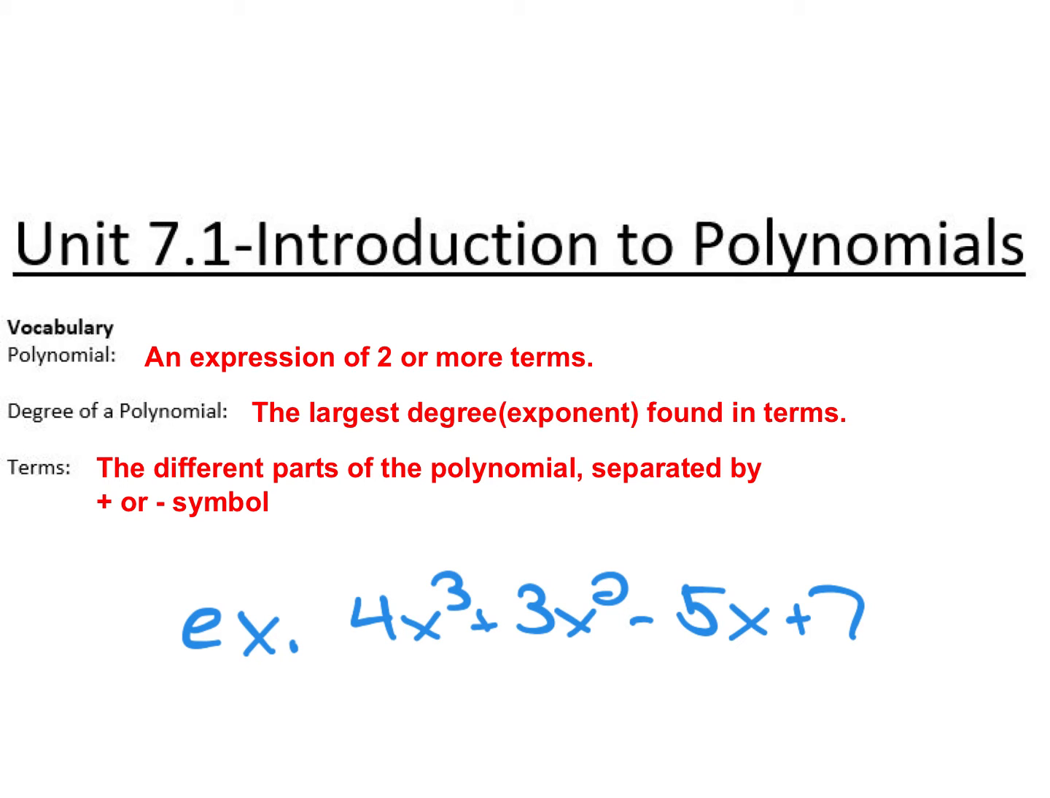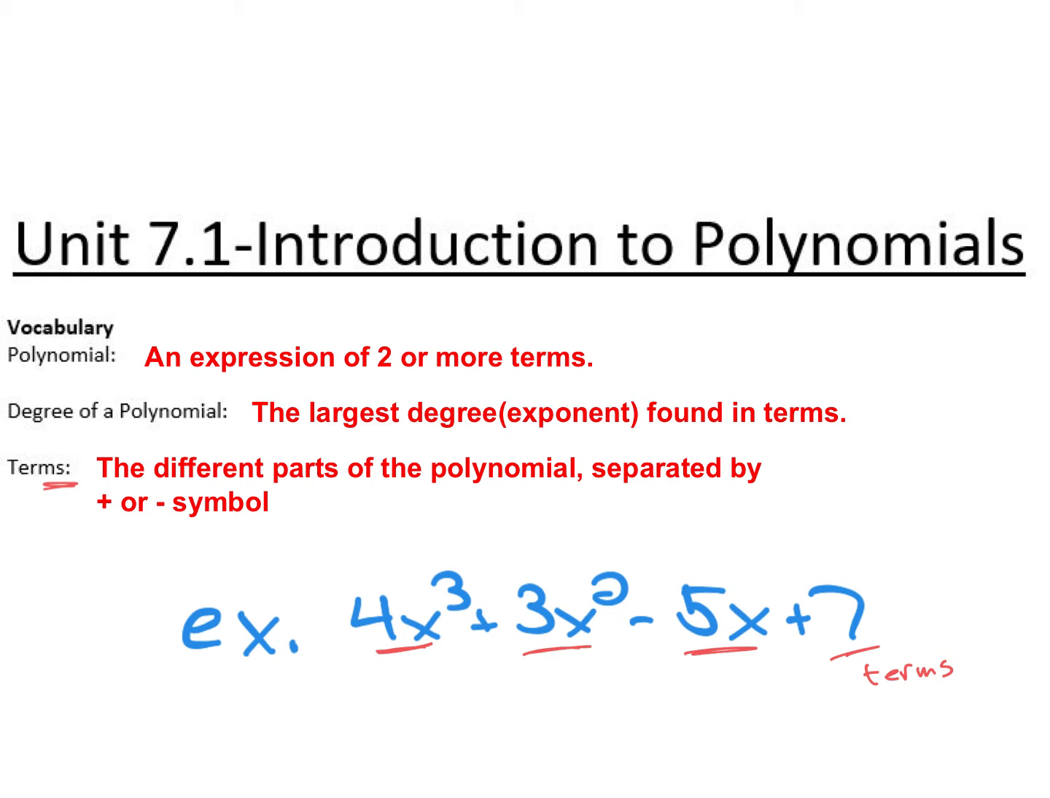When we talk about polynomials, the first thing you need to understand is that a polynomial is just an expression of two or more terms. So when you see down here below, this string of different terms makes up the polynomial. The other thing we need to understand is terms. Each one of these is a term, separated by that plus or minus symbol. All of those terms together make up your polynomial.